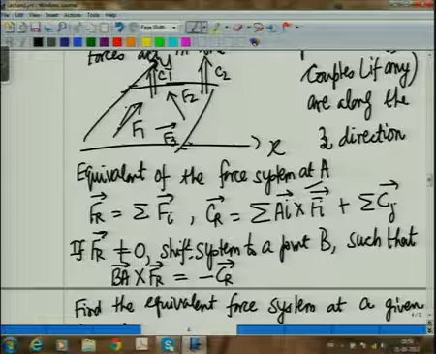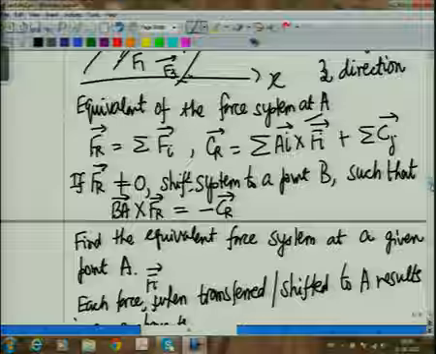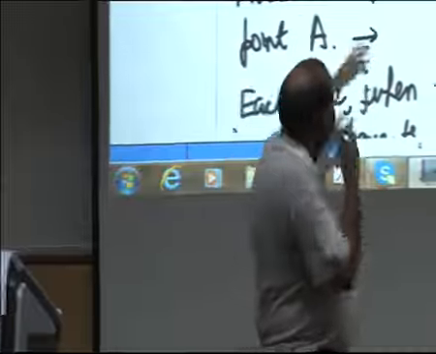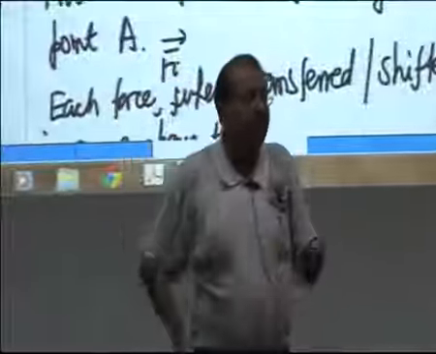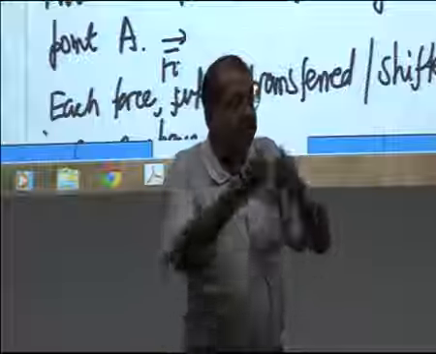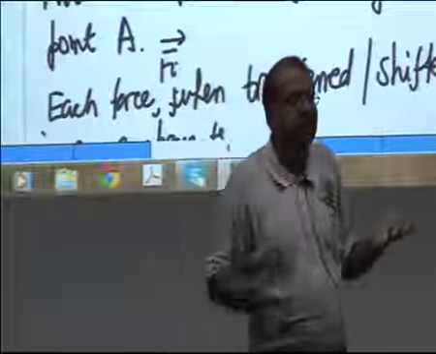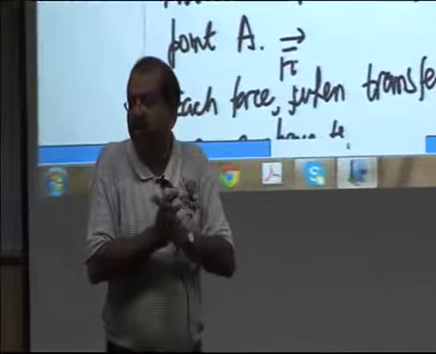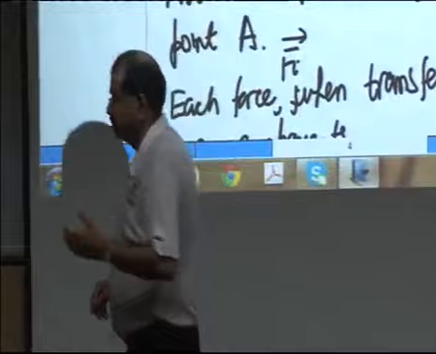So BA cross FR is equal to minus of CR. Okay. So that means now when you shift this to a point B, at point B, what will be the net couple? It will be CR minus CR, which will be 0. So that means at the point B, the resultant will be just a simple single force. So that is how we shift this to the point B.